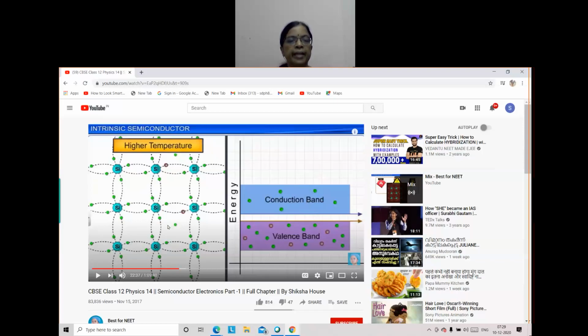According to bond theory, when it gets energy at a higher temperature, one of the bonds breaks. See, one bond is broken here and one electron is free. You can see, one electron is free. In that place, what is created? When one electron is freed, or when an electron gets energy, it jumps to the conduction band. So in that place, what comes, children? What is created when the electron jumps from one of the bonds?